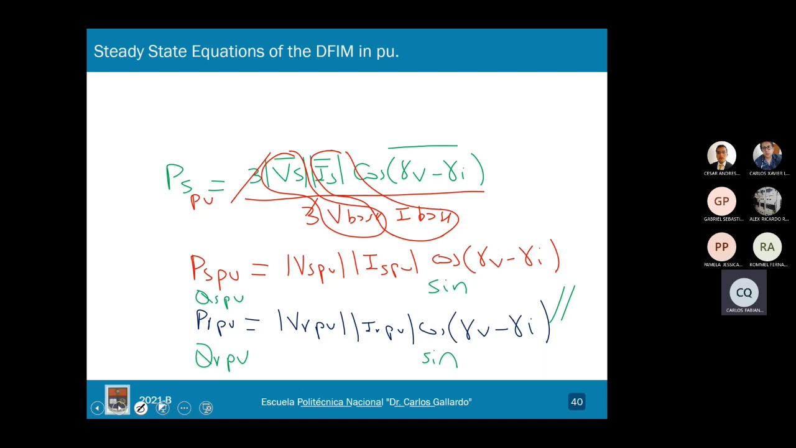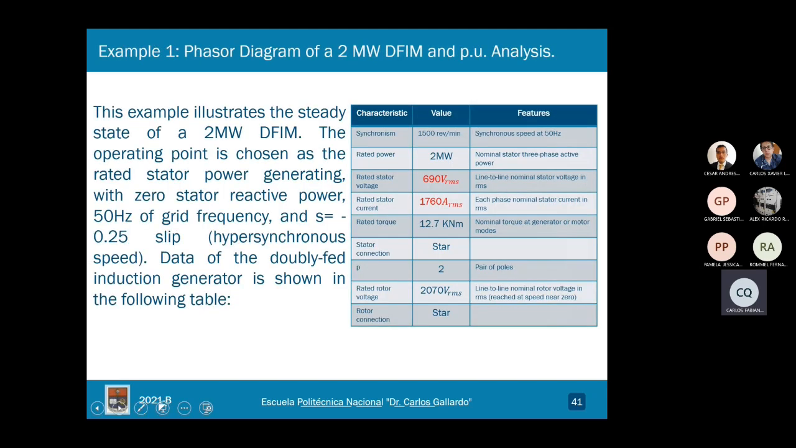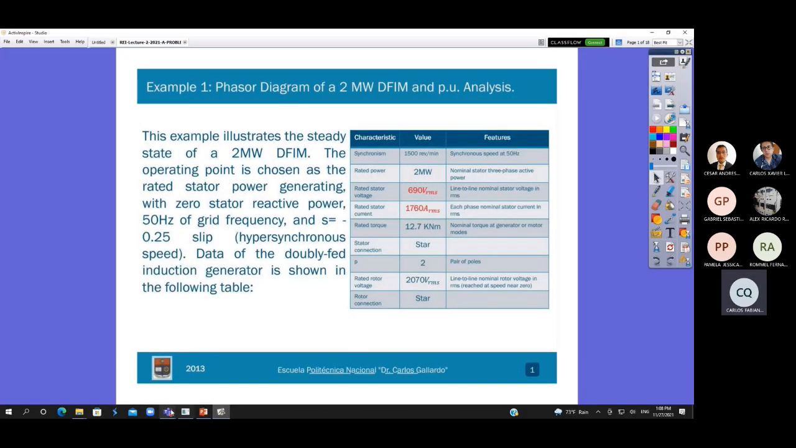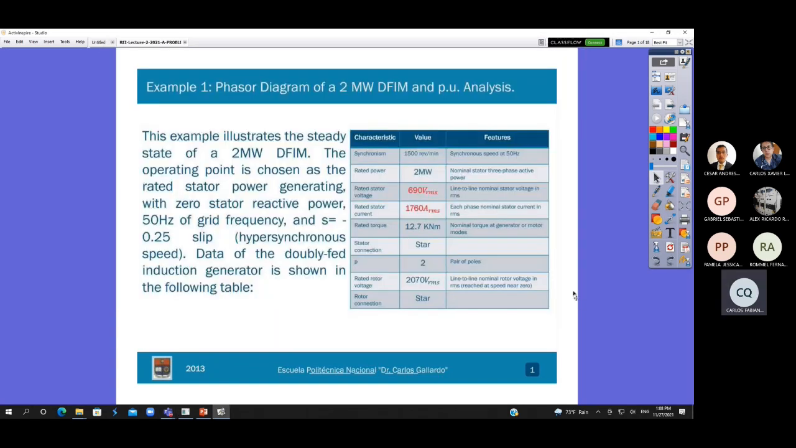Okay, so in order to make clear this equation, let's work on our first problem. Mrs. Sola, could you please read over example 1? Yes, doctor.